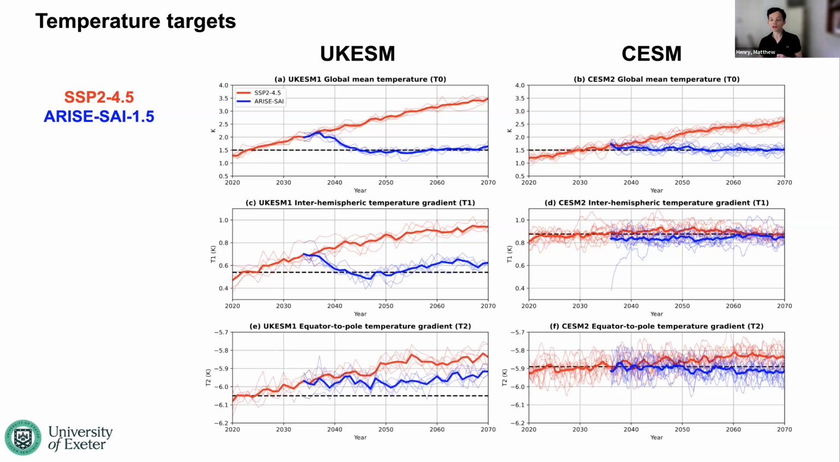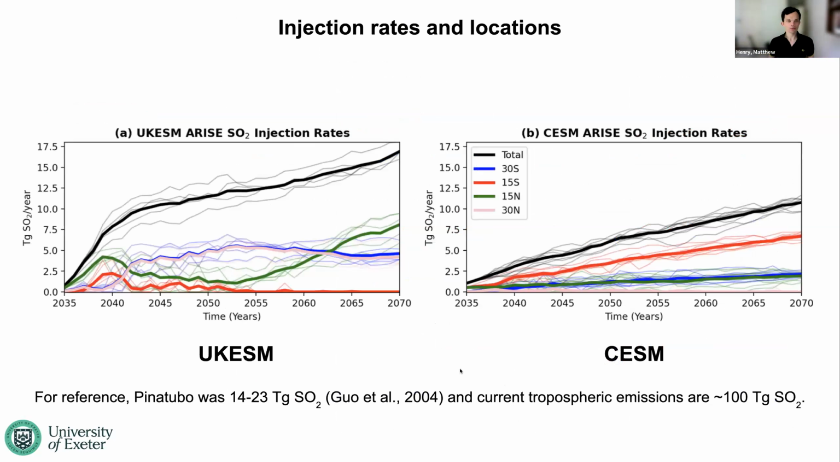And finally, for the equator-to-pole temperature gradient, it's more or less the same story for CESM, where in the background, there isn't much of a change in the equator-to-pole temperature gradient. But in UKESM, where there's a lot of Arctic amplification, there is a large change in the gradient, and the geoengineered climate does not reach its target. And we'll talk a bit more about that later. Then we can look at the injection rates and the locations.